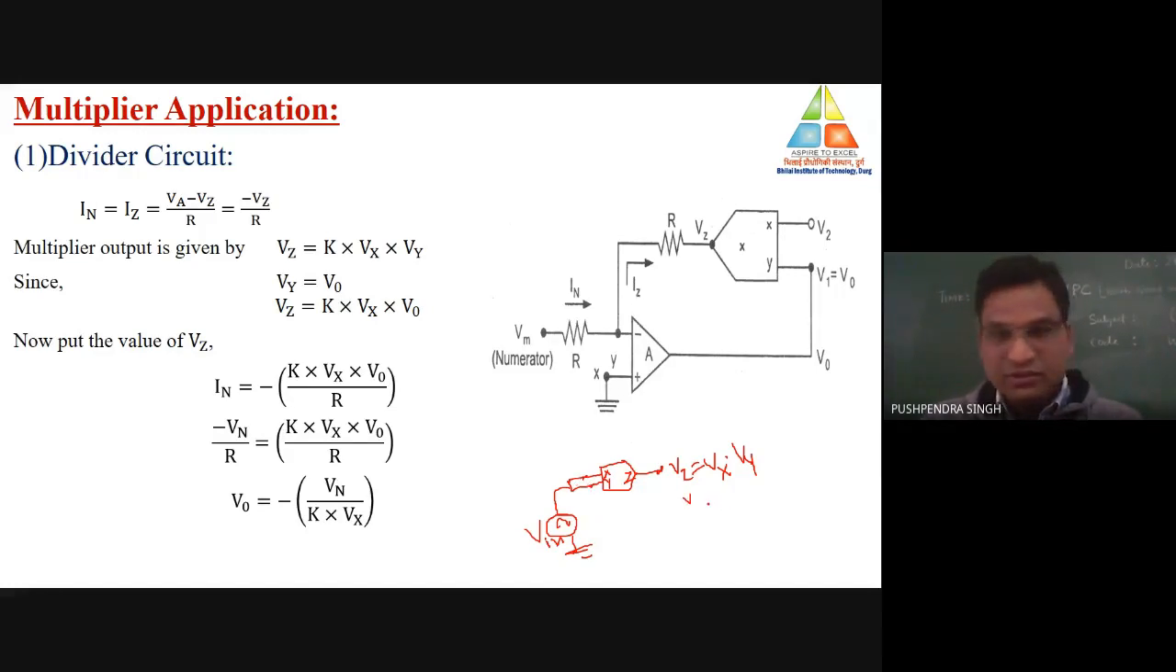So Vz will be equal to V in multiplied by V in. So V in square. So how to calculate the value of the output of the squaring circuit? This is the connection diagram of squaring circuit.